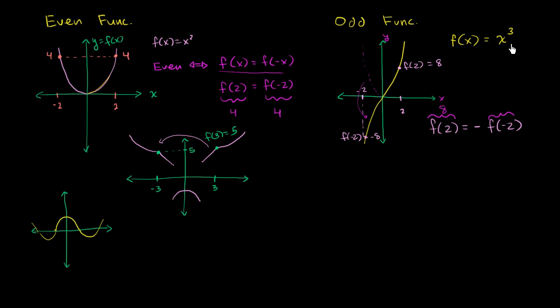Negative 2 to the third power is negative 8. So you have the negative of negative 8. Negatives cancel out, and it works out. So in general, you have an odd function.